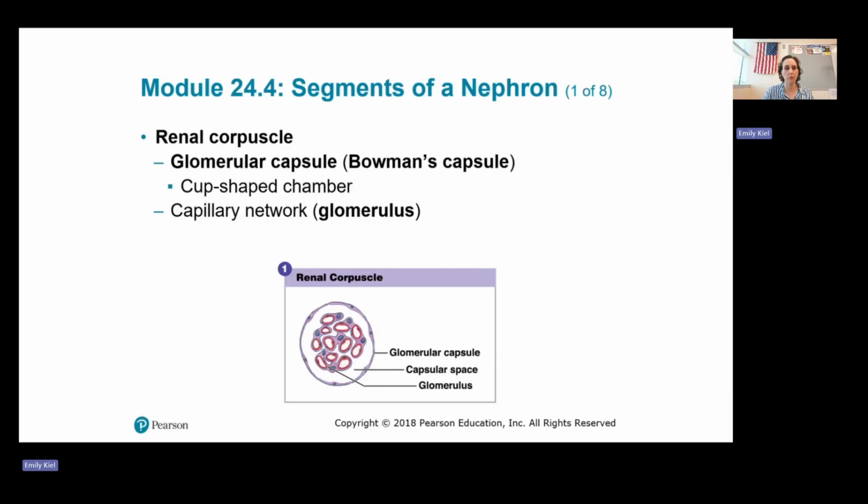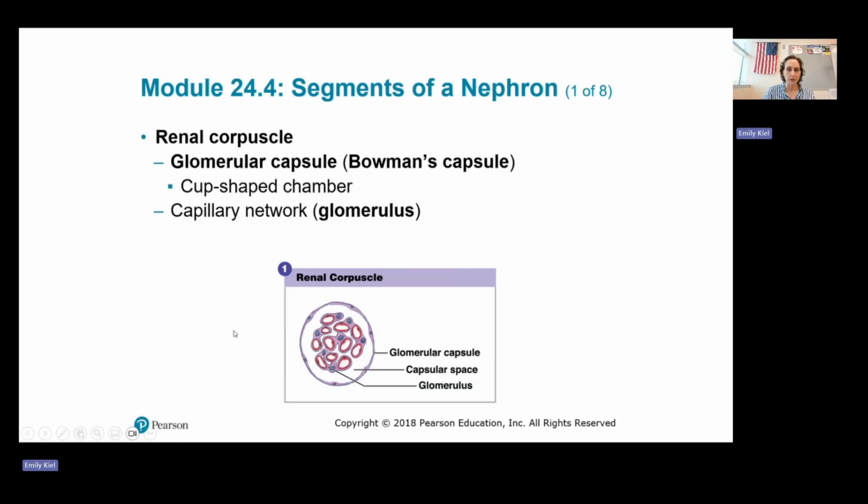So here is our renal corpuscle. We have a glomerular capsule. They call this a Bowman's capsule. It's frequently likened to a catcher's mitt in appearance, but it's kind of cup-shaped. And then within that, you have your capillary network. Here's that capillary network known as the glomerulus. So please note the glomerulus is the capillary network, and it is surrounded by the glomerular capsule. And that together makes the renal corpuscle. Some terminology to be aware of, they're not interchangeable.